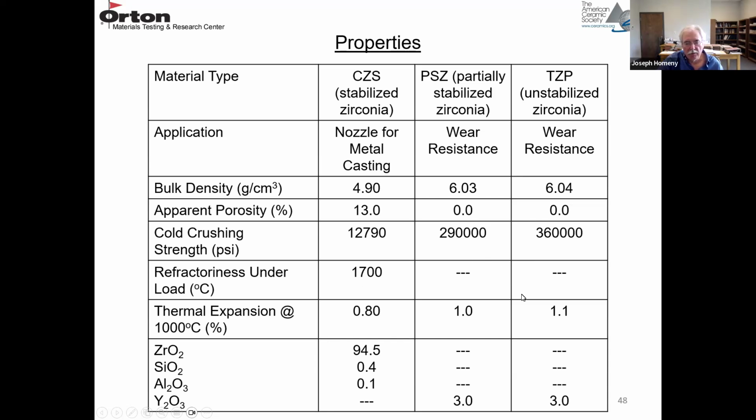These aren't really refractory materials at high temperatures, but this one is because it's fully stabilized. So it has a high RUL, 1700 degrees C. So it doesn't start really deforming till high temperatures. And these thermal expansions are not low: 0.8, 1, and 1.1 percent at 1,000 degrees C.